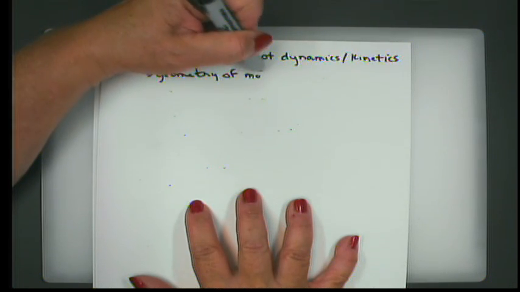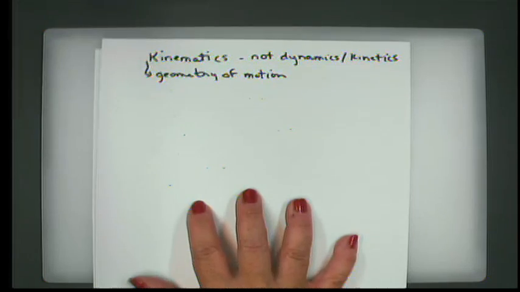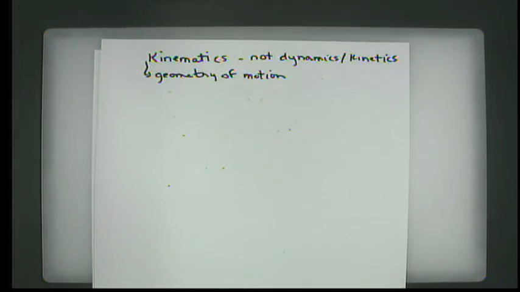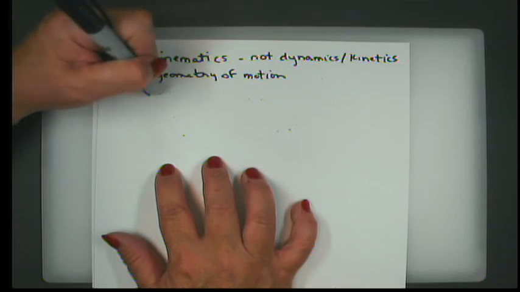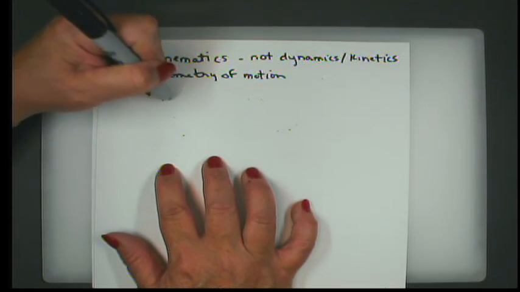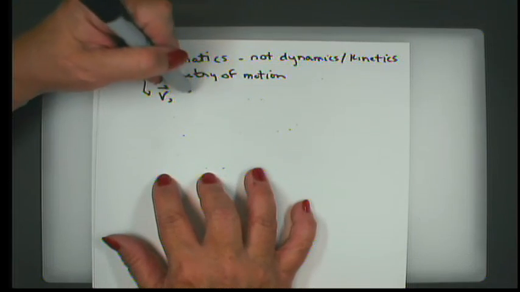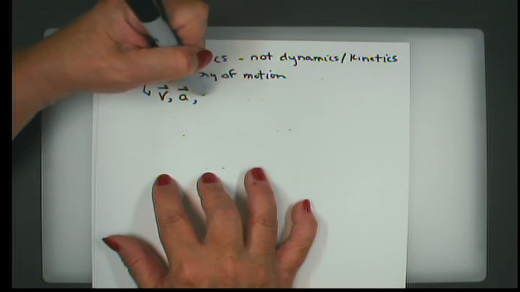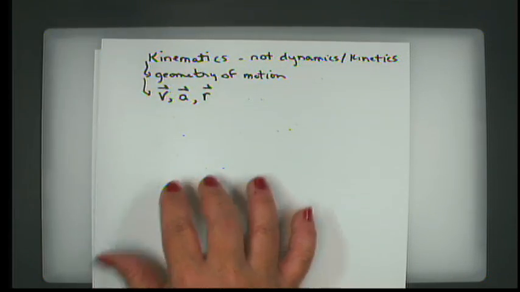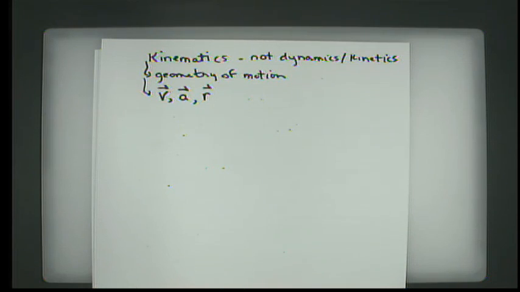Well, what is the cause of motion? The cause of motion, or the cause of an acceleration or a change in momentum, is some sort of an unbalanced force. So when we talk about kinematics, we're only talking about what it looks like. So we talk about velocity, and we talk about acceleration, and we can also talk about position, which we can call position vector r, or we can call it x sub y, or something like that.